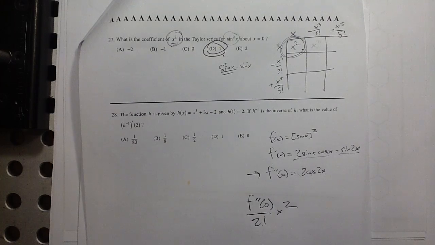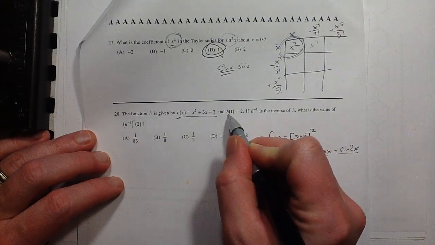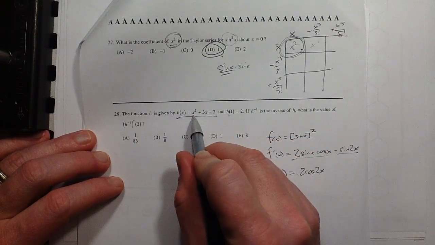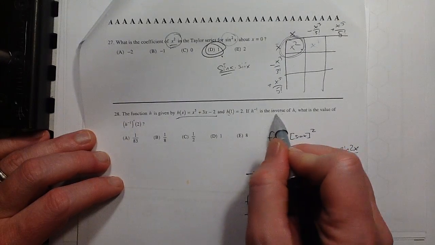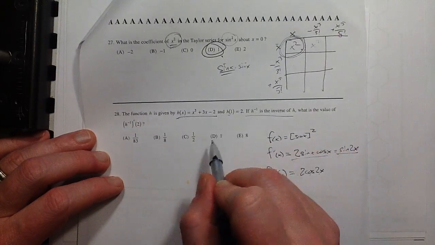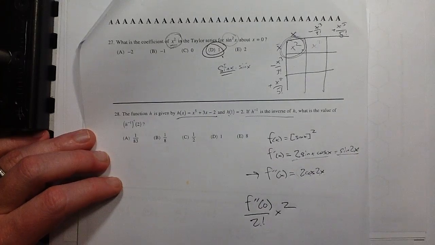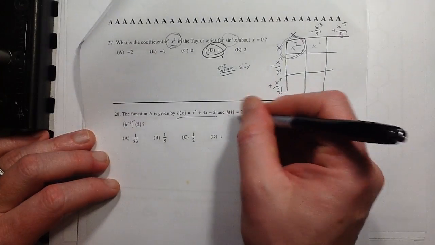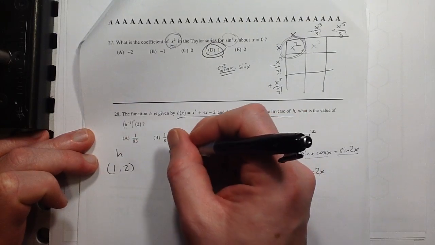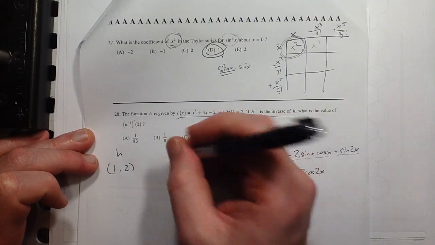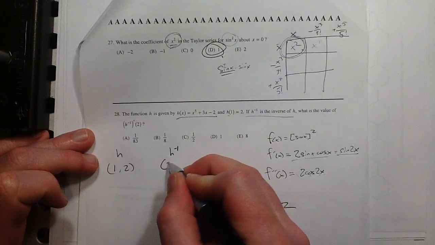All right, last one. Function h is given by this, and h of 1 is equal to 2. Well, thanks very much. We could have figured that out. If h inverse is the inverse of h, that's kind of funny. What is the value of h inverse prime of 2? Okay, so remember this game? I've got a point 1, 2 on the h function. And then on the h inverse function, there's going to be the point. Inverses are switching x's and y's.